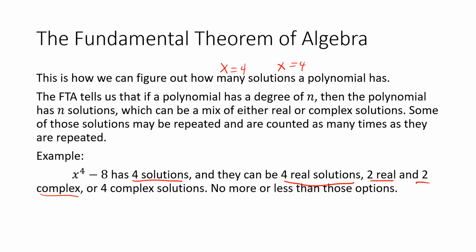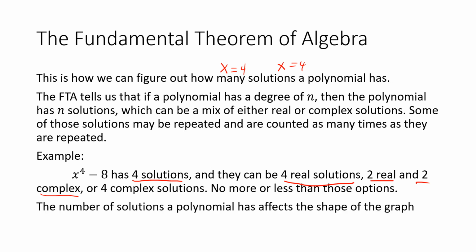They could be 2 real and 2 complex solutions. And you might be thinking, why is it 2 real and 2 complex solutions? Well, remember I said that they come in pairs, so we can't really have an in between. It can't be 1 complex solution, because they come in pairs, so there has to be 2 whenever there's 1. So it can be 2 real or 2 complex, or it could be 4 complex solutions. It can't be more or less than those options.